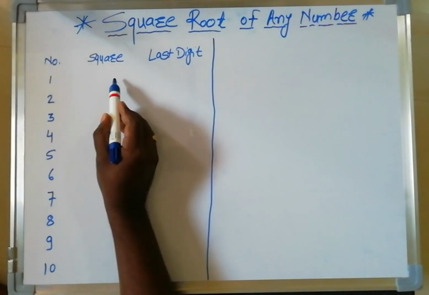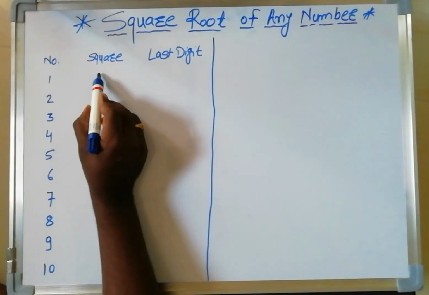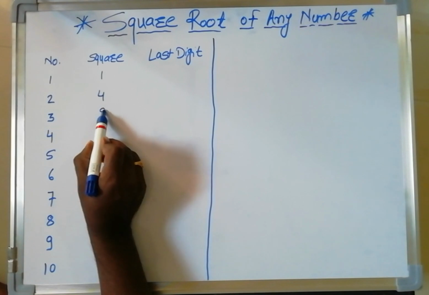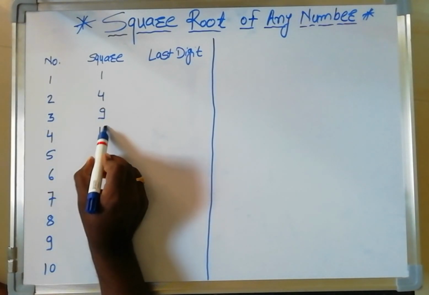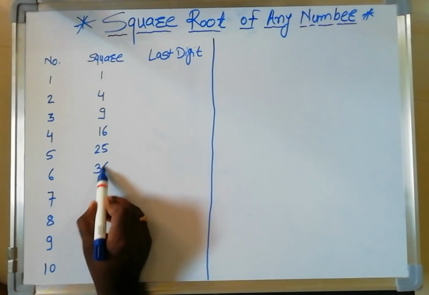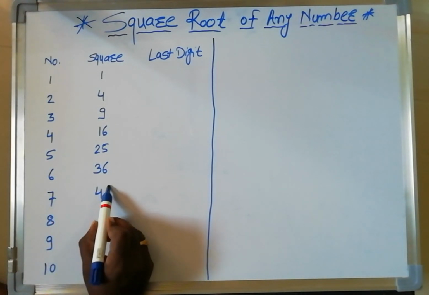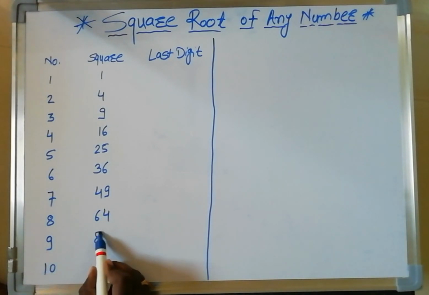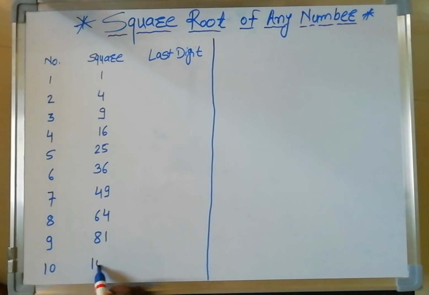Now we have to write the squares of these numbers. Square of 1 is 1, square of 2 is 4, square of 3 is 9, square of 4 is 16, square of 5 is 25, 6 is 36, 7 is 49, 8 is 64, 9 is 81 and 10 is 100.